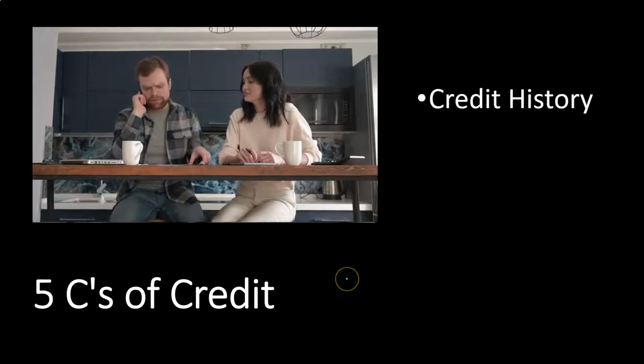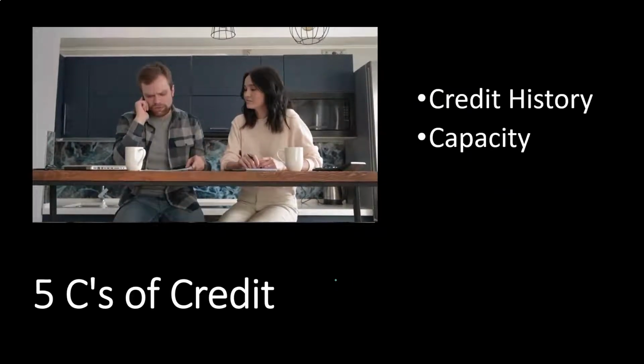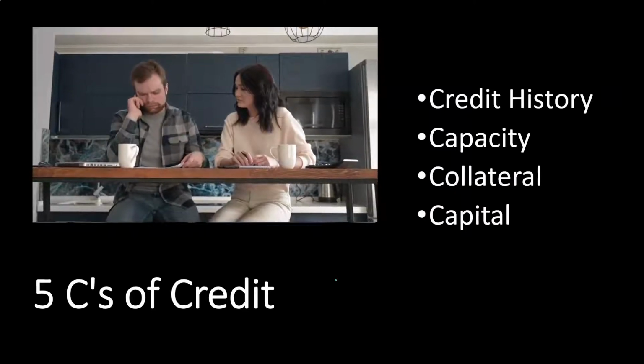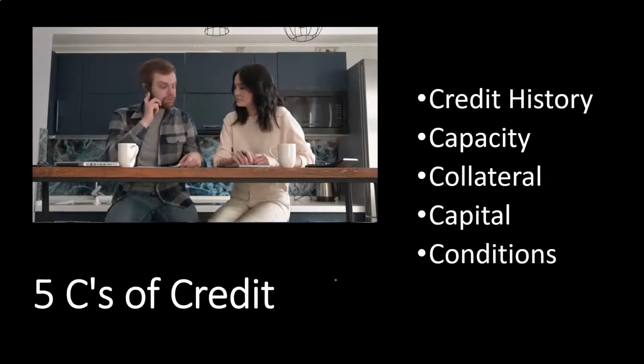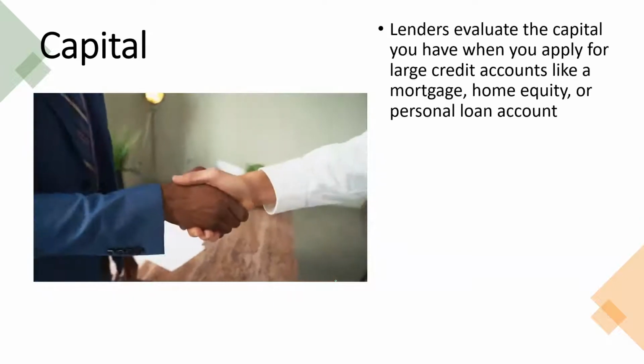The 5 C's include credit history, which we looked at in a prior presentation, as well as capacity and collateral. This time we're taking a look at the C of capital. In a future presentation, we'll look at the C of conditions. So we're looking at capital here.